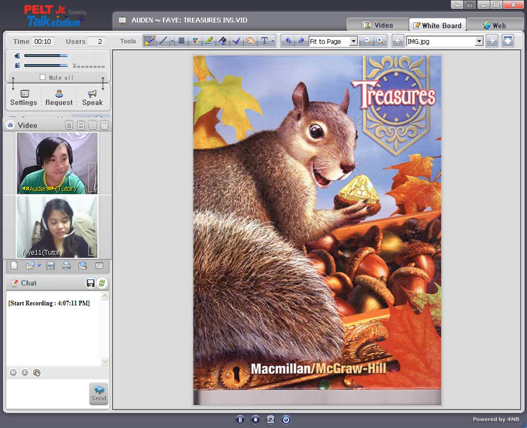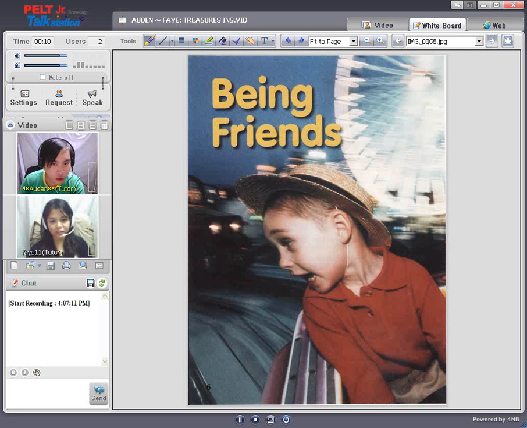How do we start using the book Treasures? This is Treasures 1.3. So first of all, what do you do on this title page? What do you do, Teacher Faye, when you start on this title page?